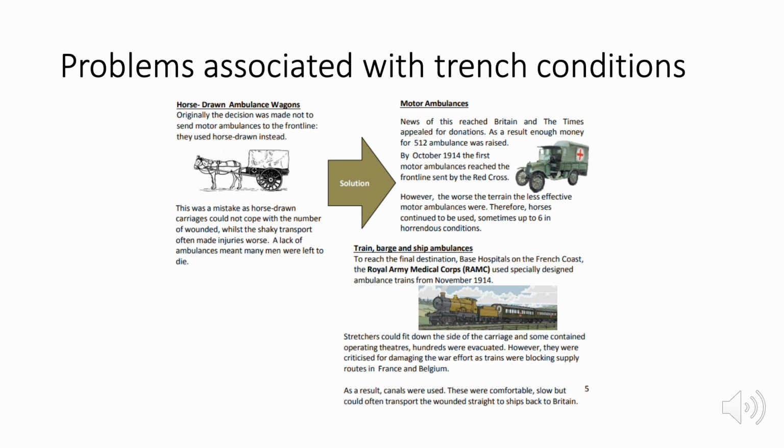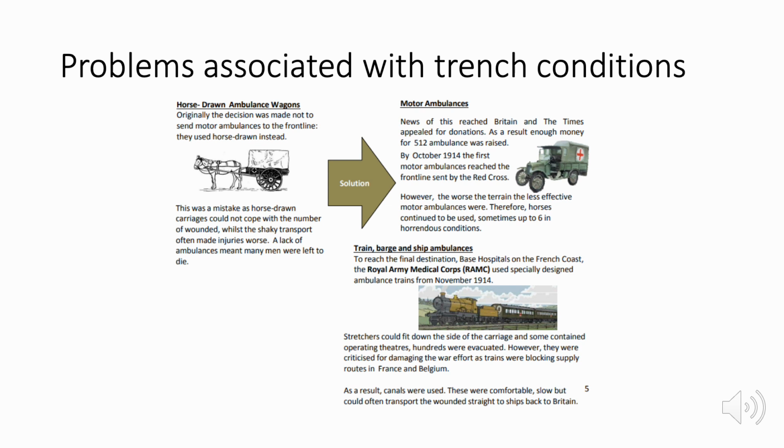The final problem that I've put down, which is again a screenshot from that textbook just because it summarises it better than I can possibly hope to do, is the practical problems associated with trench conditions. So at the start of the war, Britain was using horse-drawn ambulance wagons to reach men who were injured on the front line.